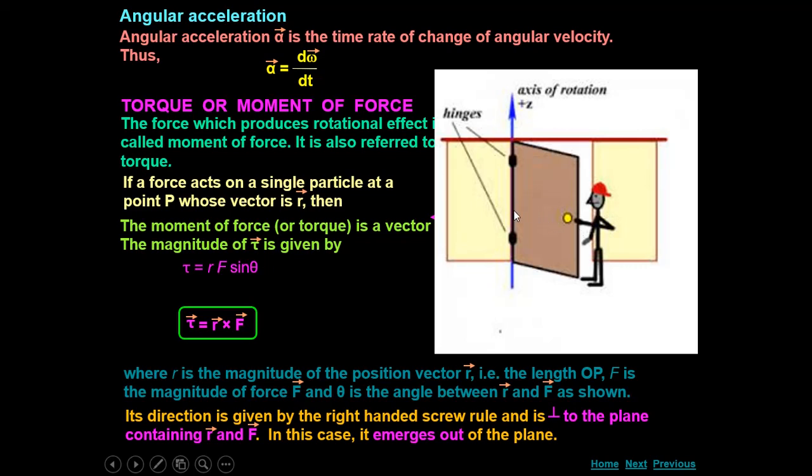So as you increase this perpendicular distance, look, if you fix the handle at the edge of the door, you can easily rotate the door. It is because the perpendicular distance is more. As this perpendicular distance increases, the rotational effect also increases.